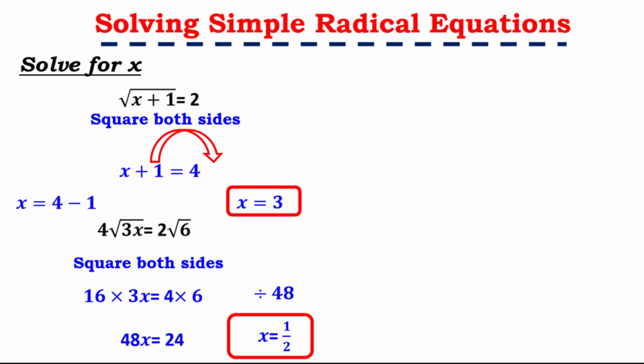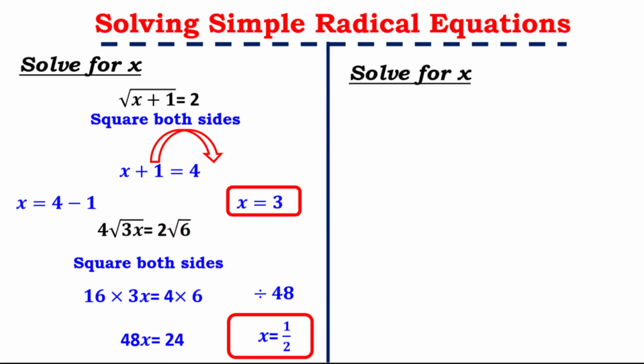You can check your answer. Just put x equals 1/2 here and find the value of the left hand side. 3 times 1/2 is 3 over 2. Then we have here 4 outside. We can put 4 inside the root. It will be 16 times 3 over 2. It will be 2 square root of 6.